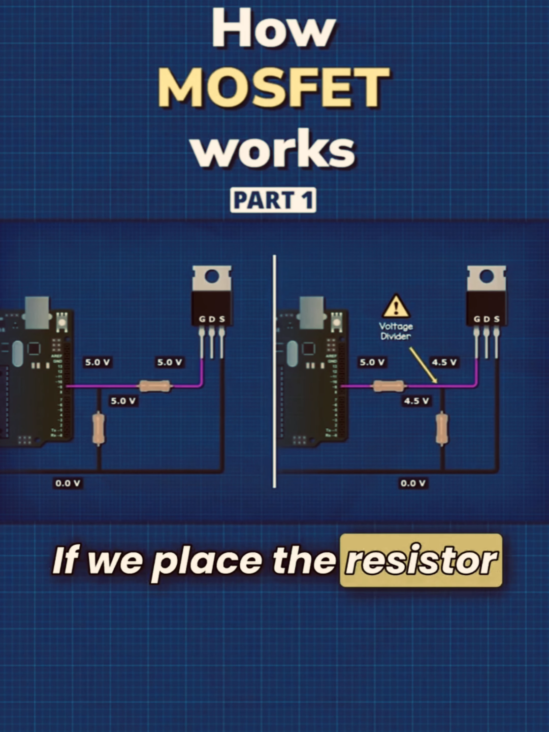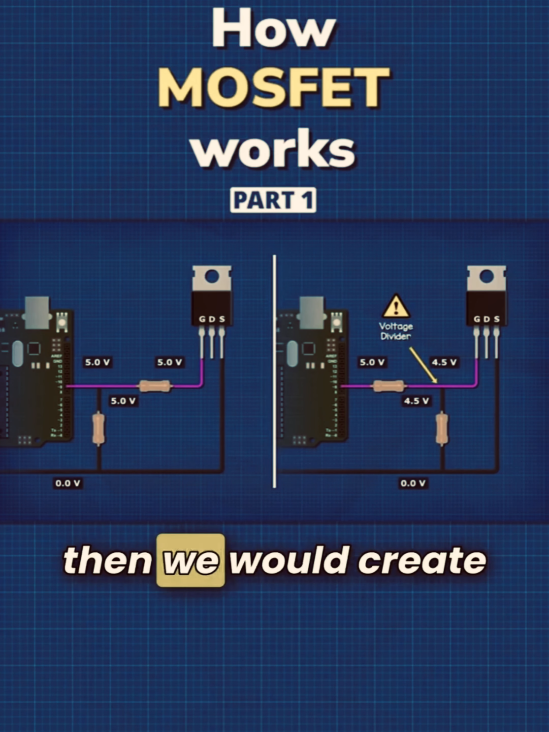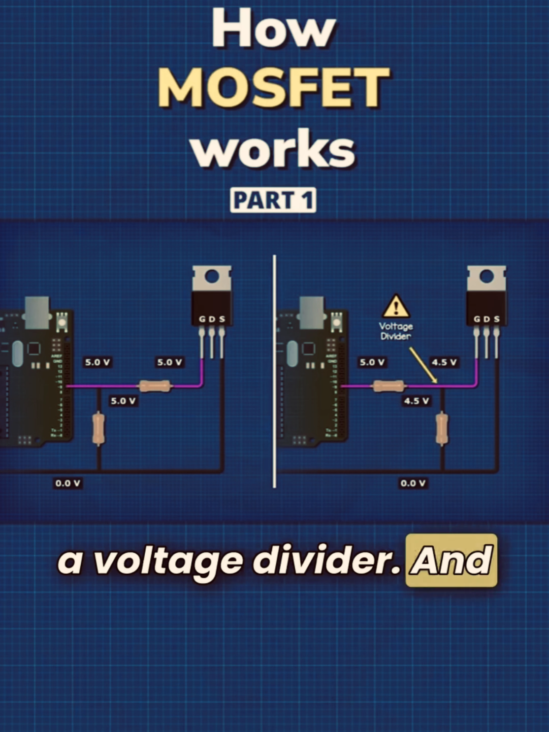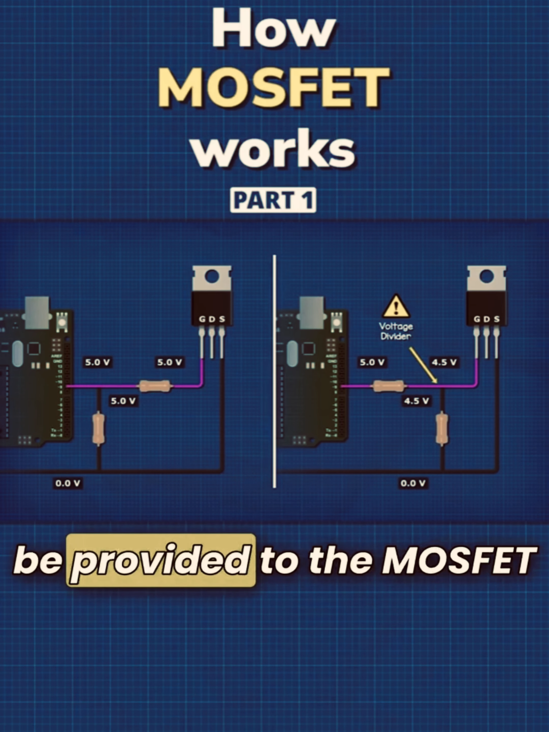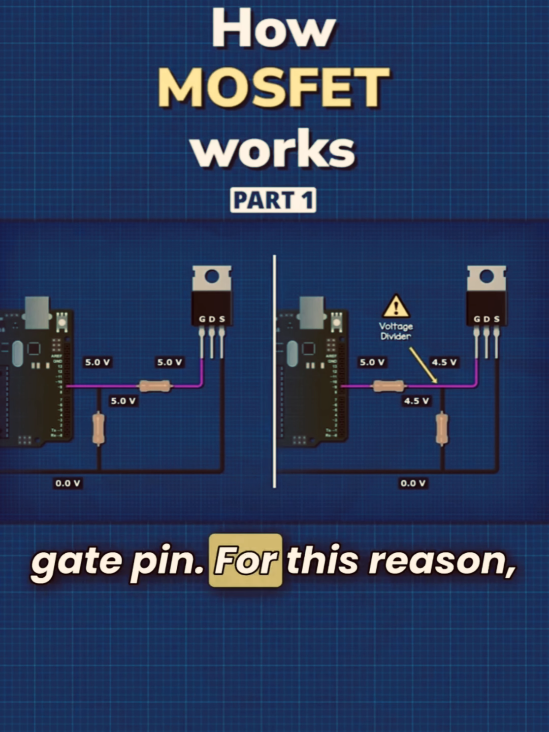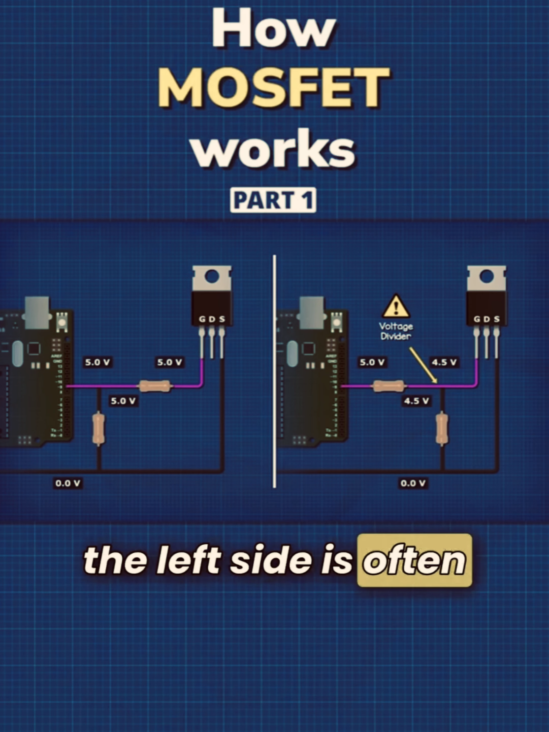If we place the resistor on the right-hand side, then we would create a voltage divider, and so less voltage will be provided to the MOSFET gate pin. For this reason, the left side is often preferred.